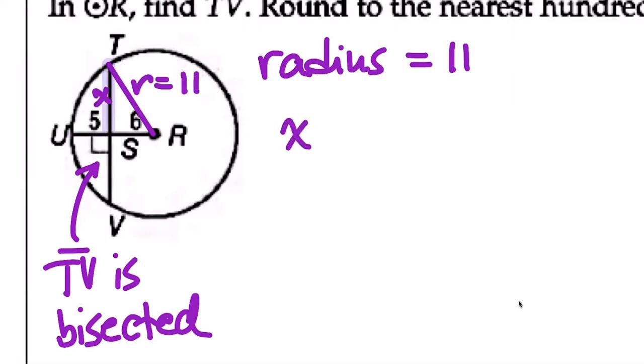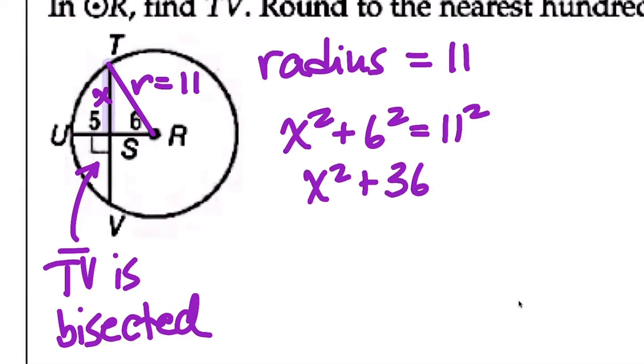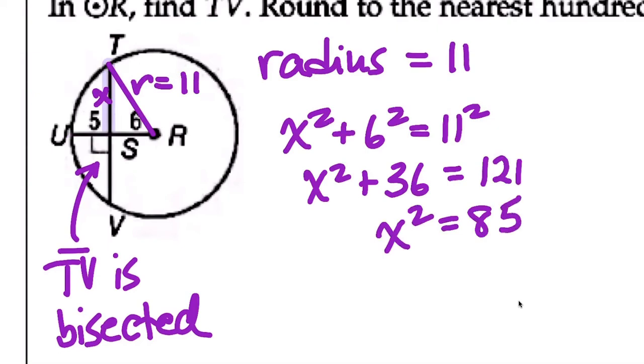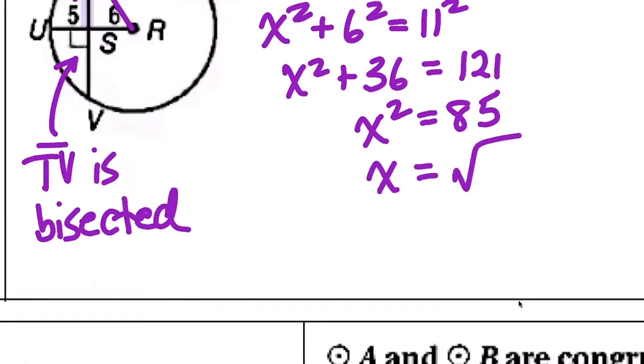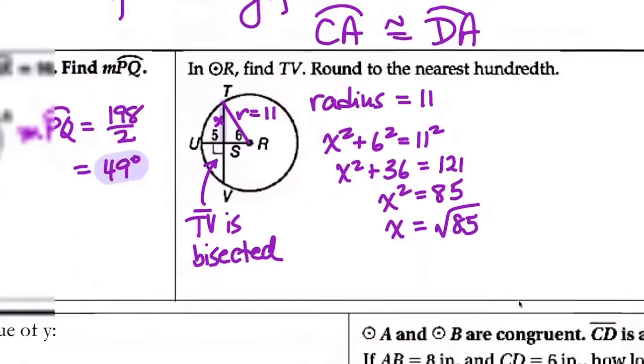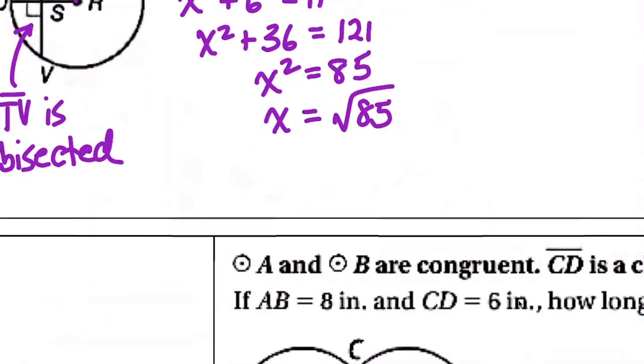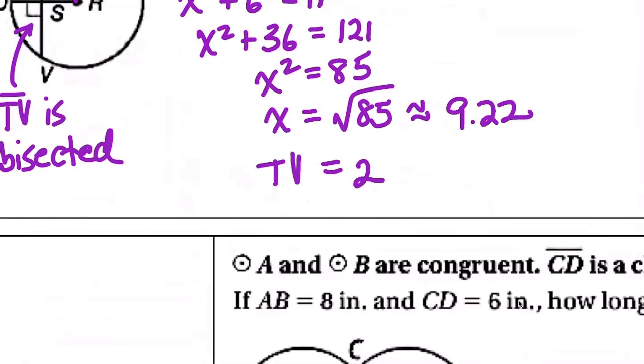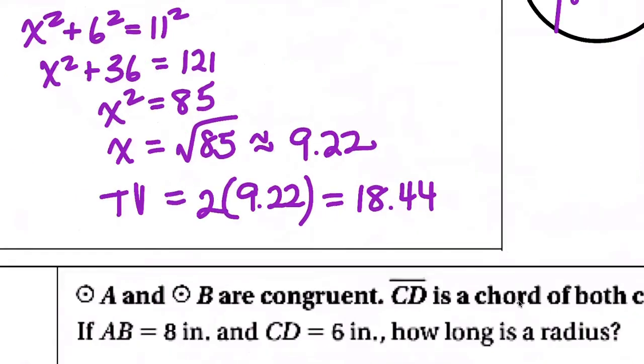So I'll do x squared plus 6 squared is 11 squared. That's 36 and 121. X squared is 85. So x is the square root of 85. Now, it's rounded to the nearest hundredth, so that's approximately 9.22, and that means that TV is double that, which is 18.44, and that's just in units.